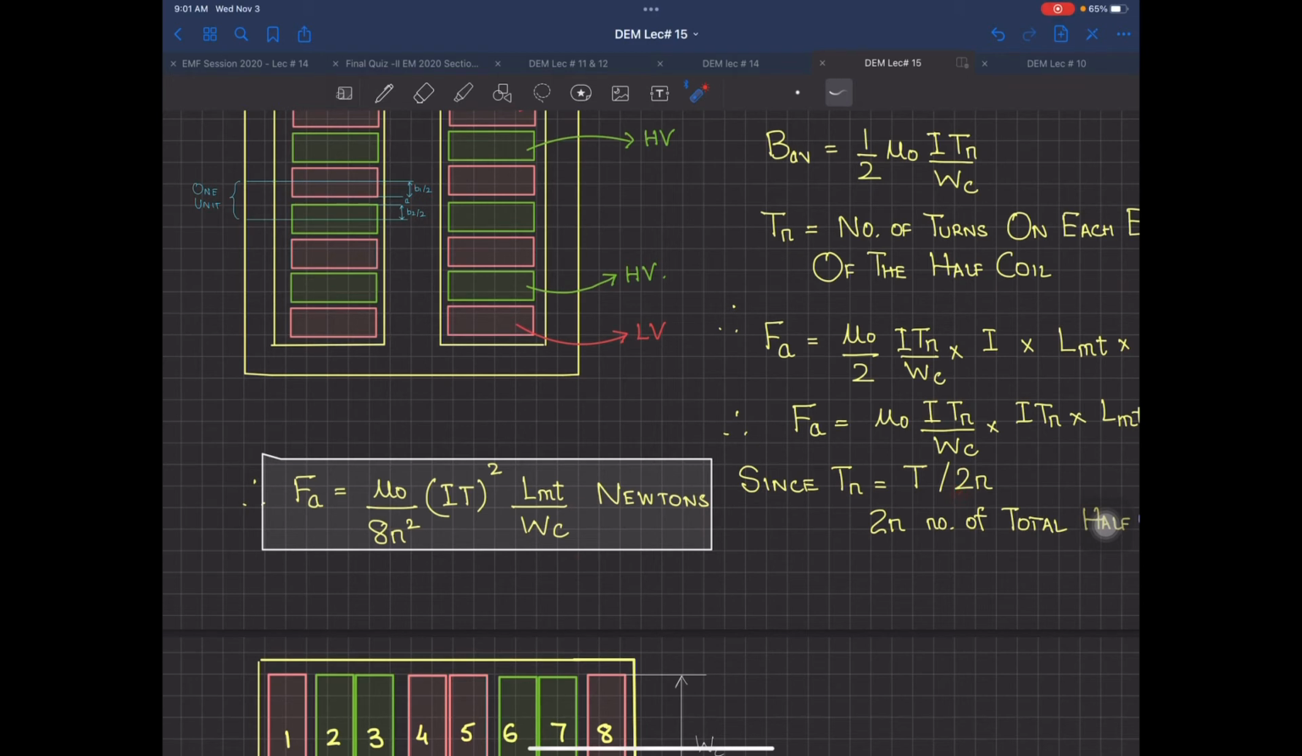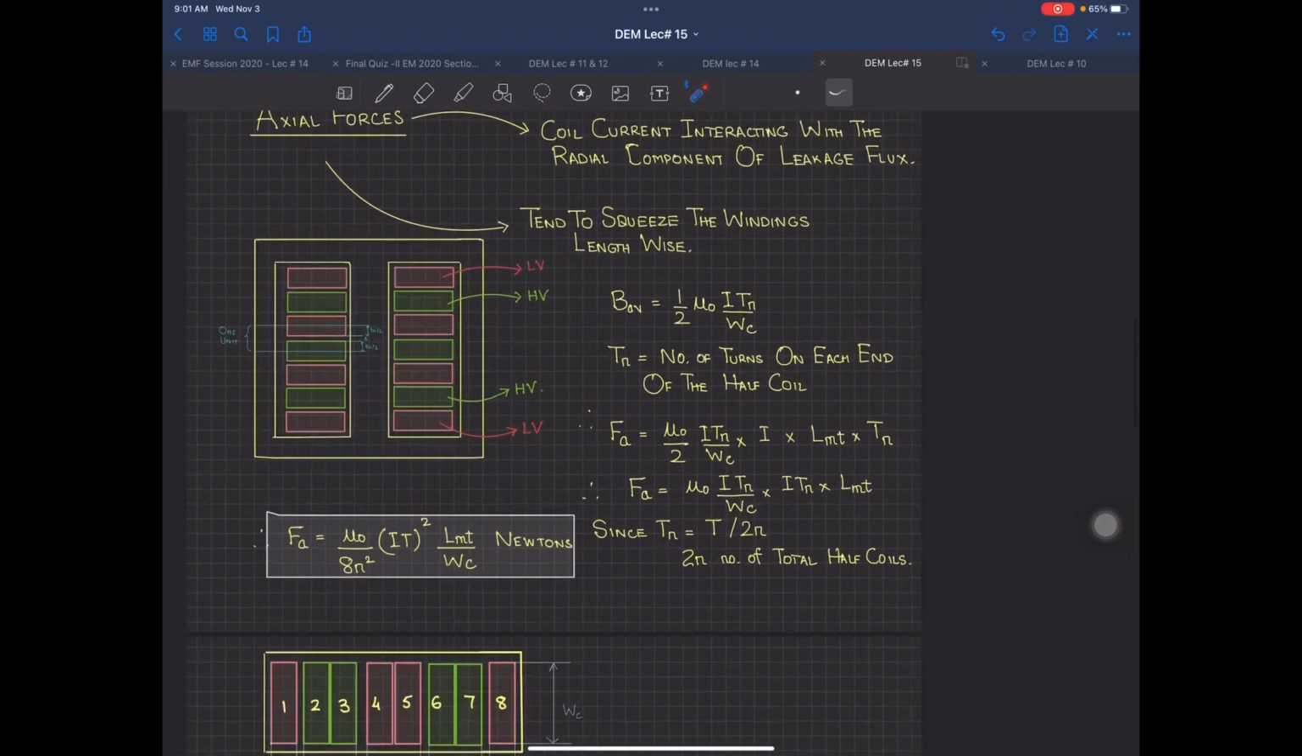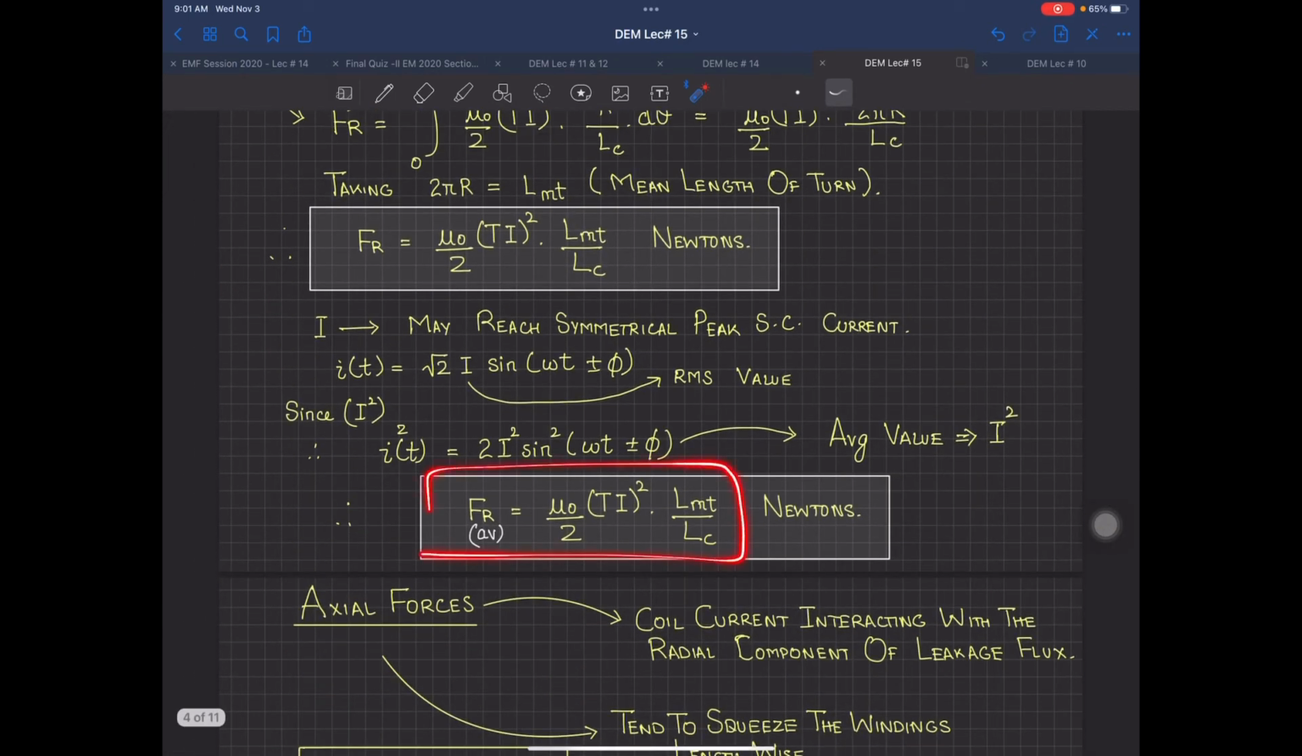2n, you square it over there, and then you have already 2 over there, so 2 multiplied by 4, you got 8 over there. Then you have n square over there, I squared LMT divided. This formula is approximately almost the same just like this one. The only thing is this, that in the denominator you have 8 and n square. So the force is inversely proportional to 8, a constant figure, and then n square.